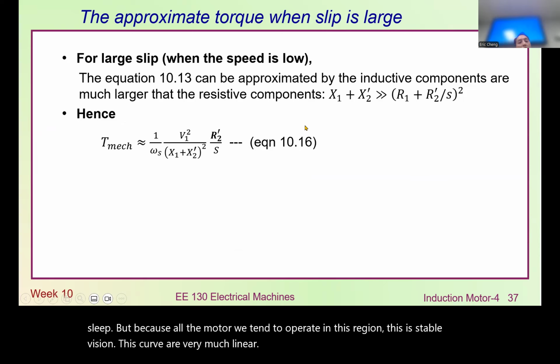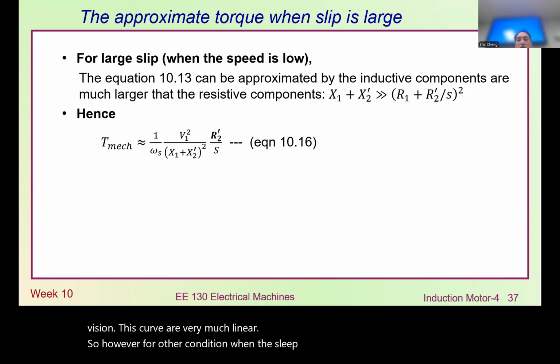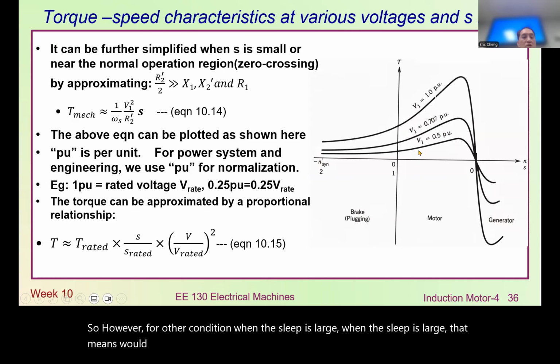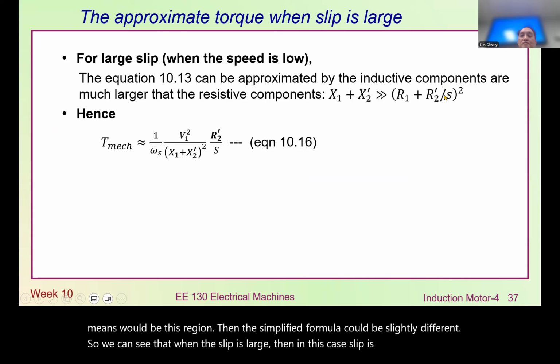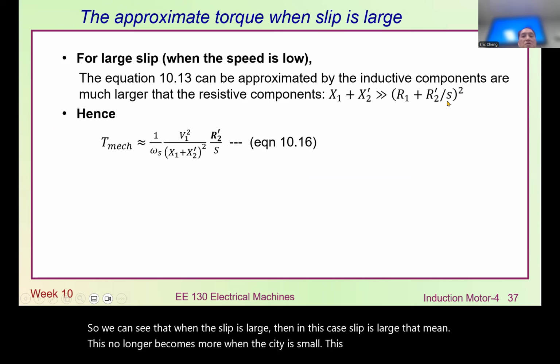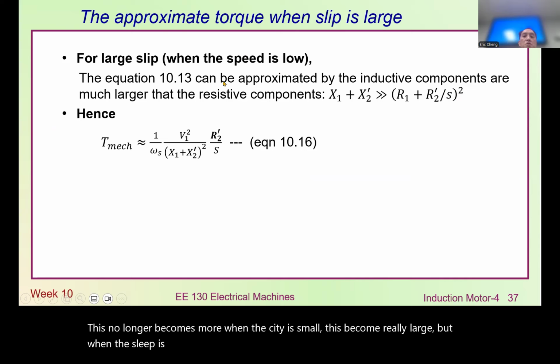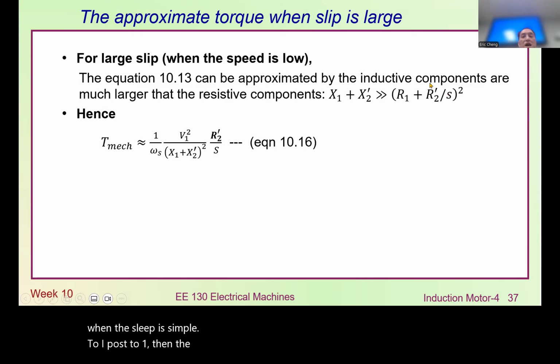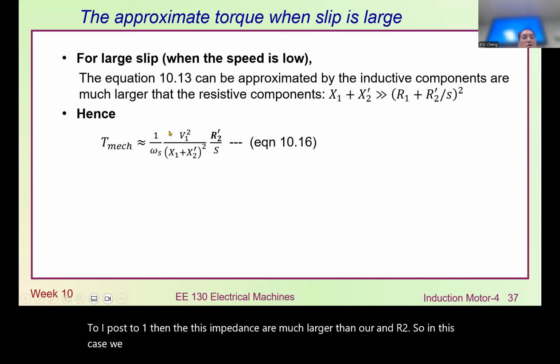However, for other conditions, when the slip is large, the simplified formula could be slightly different. When the slip is large, this no longer becomes small. When the slip is small, this becomes really large. But when the slip is equal to 1, these impedances are much larger than R1 and R2. So in this case, we can approximate the torque equation by this formula. But we don't use them often because we're more focused on the stable region anyway.